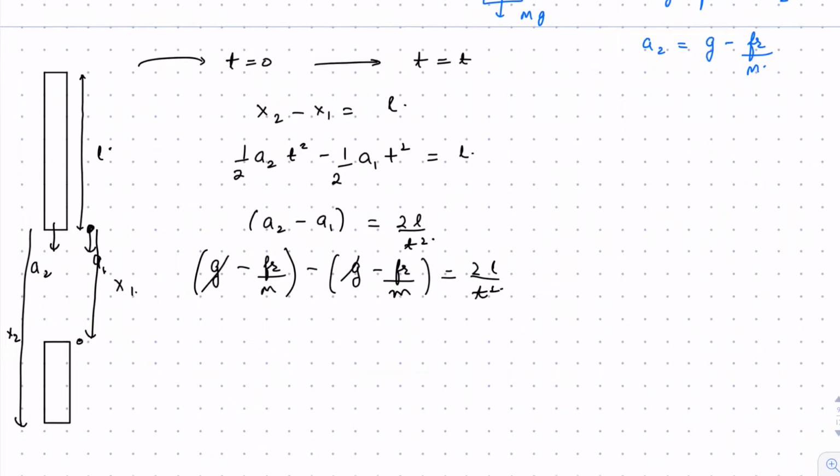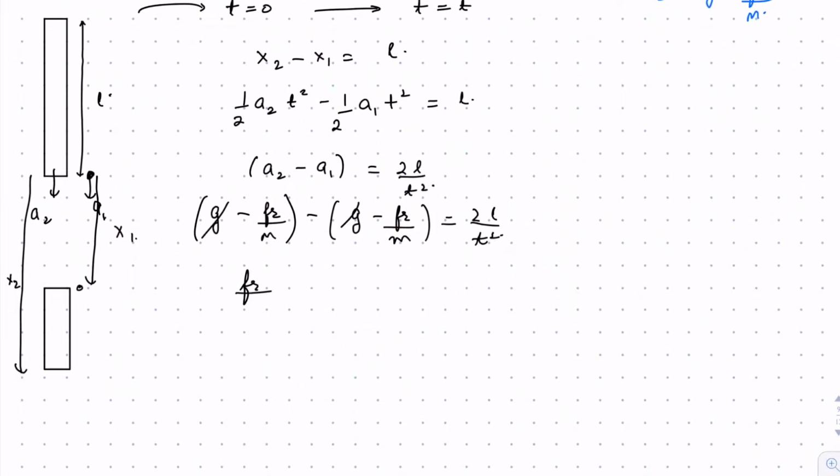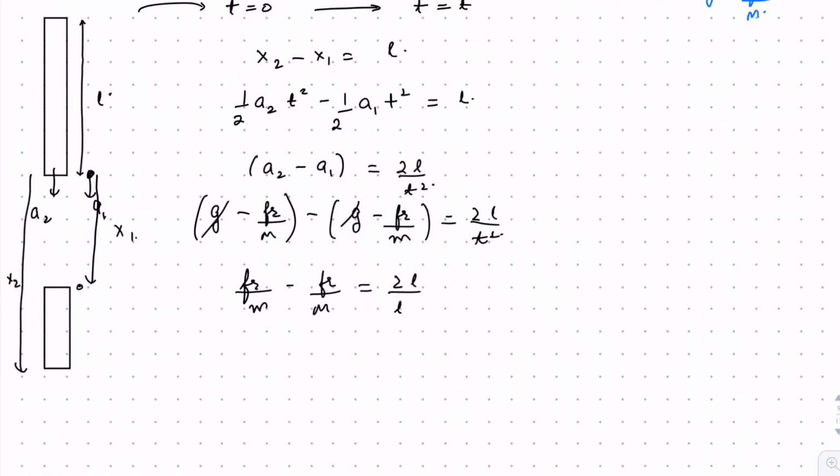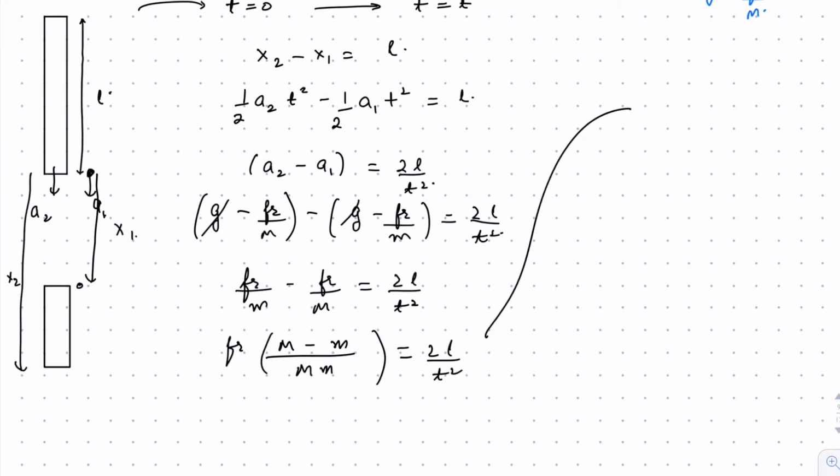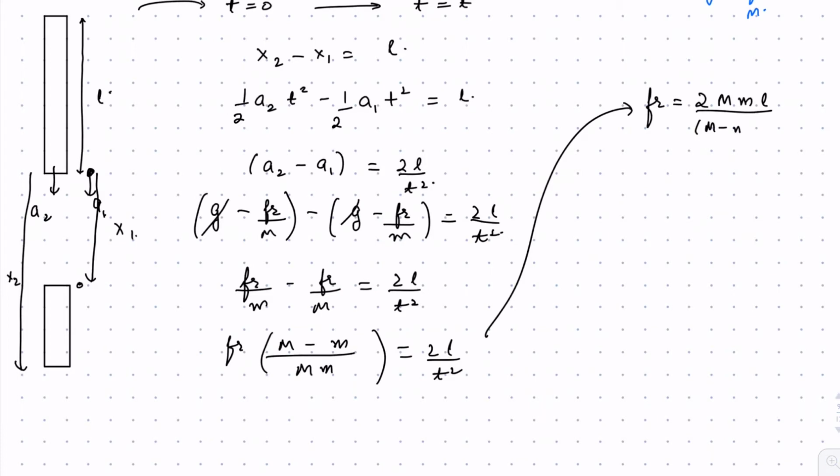The g and g over here get cancelled. So Fr by small m minus Fr by capital M is 2L by t square. So Fr times (capital M minus small m) upon (capital M into small m) is 2L by t square. So the value of friction over here is 2 capital M small m L by (capital M minus small m) into t square. That's the answer required.